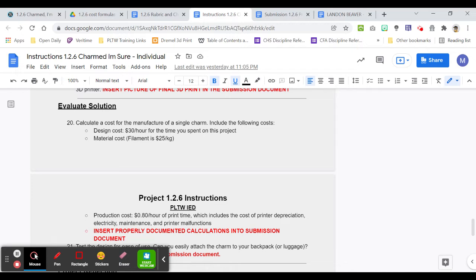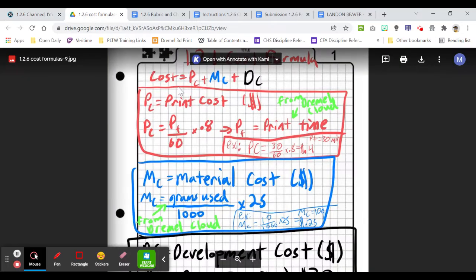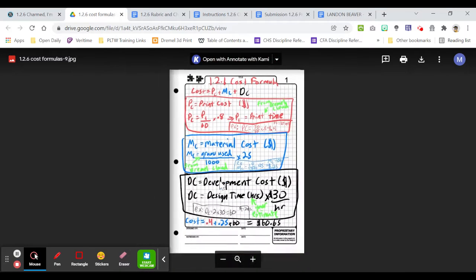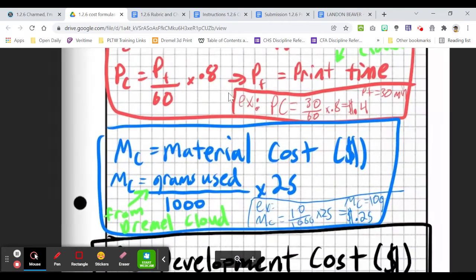If you want a little more help, then I'm going to show you the formulas to use. So in the 126, there's our cost formulas and examples. When you open that up, you're going to see this. The total cost for your project is the print cost of your project plus the material cost plus the development cost. Let's take a closer look at each one of these.